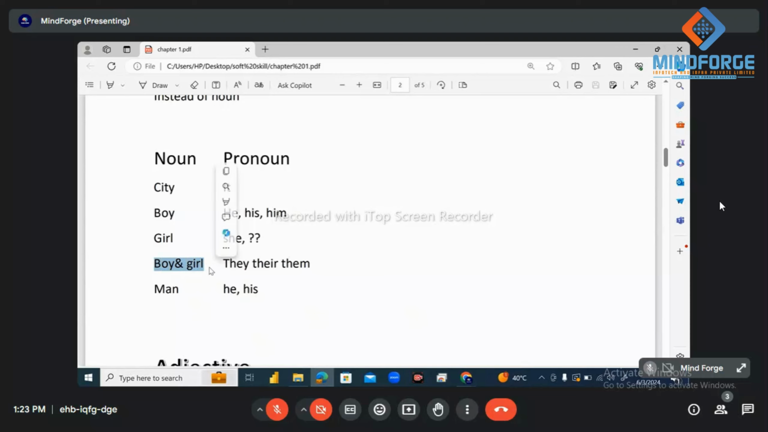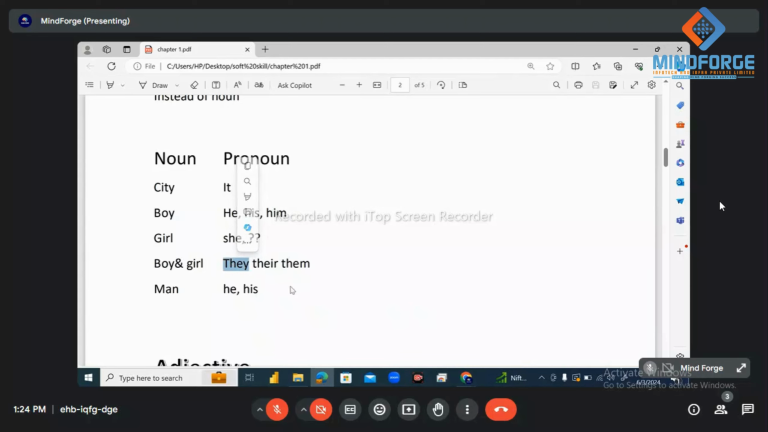If the noun is boy and girl, then which kind of pronoun can you use for the boy and girl? Here both of the nouns are combined, which means it is plural, more than one. Okay. So we are going to use they, their, and them. For example, they are playing hide and seek, right? This way you can use the pronoun.